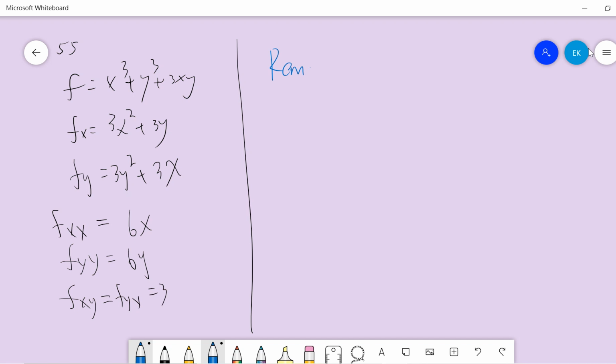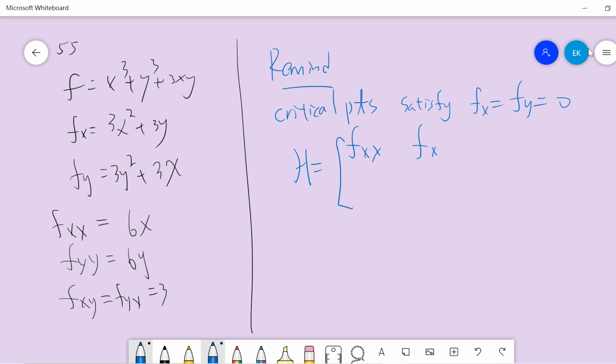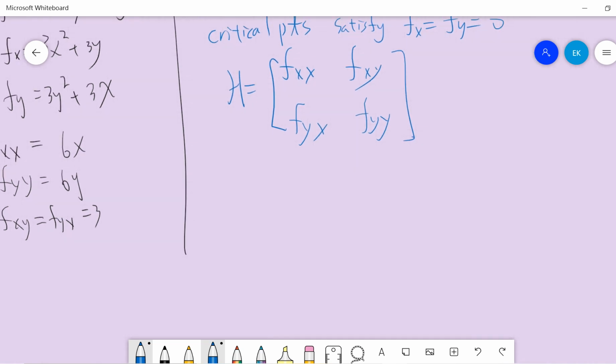So let me remind you guys that critical points satisfy f_x equal to f_y equal to 0. And once we find the critical points, we need to calculate the so-called Hessian matrix. So the Hessian matrix is f_xx, f_xy, f_yx, f_yy. And we plug in the critical points. So there are 3 possibilities.